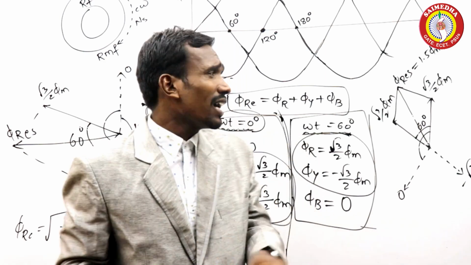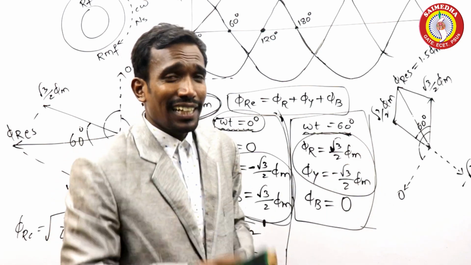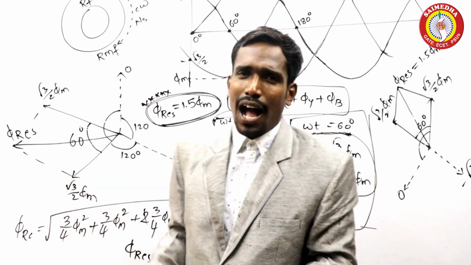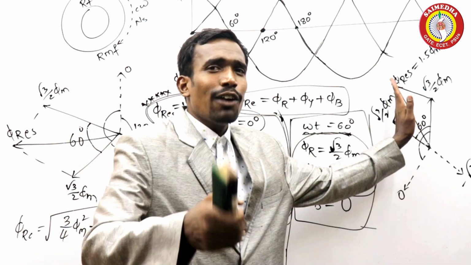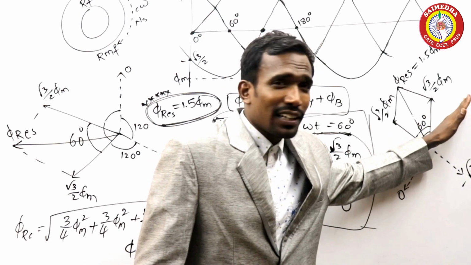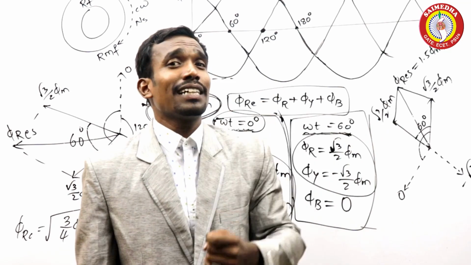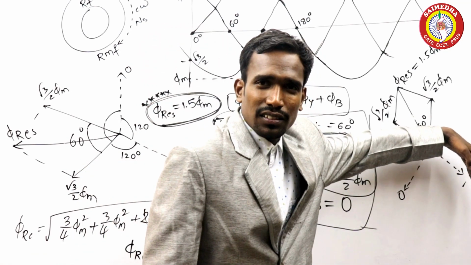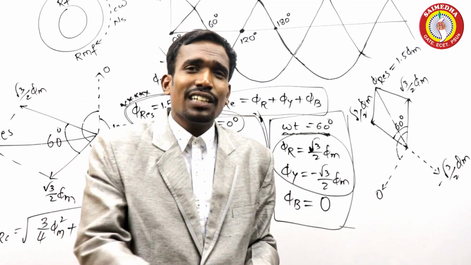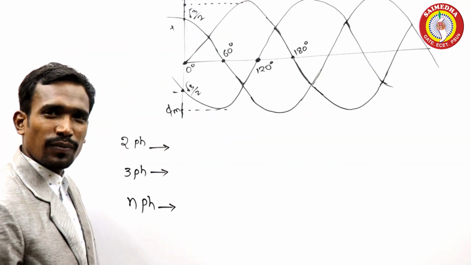Now you have to draw the same diagram for omega t equals 60 and 120, and check whether it is rotating or not. I already checked it at omega t equals 0 here and at omega t equals 60 here. You have to check omega t equals 120. Where is my resultant flux? Is it here or not? At omega t equals 180, where is my resultant flux vector? Is it here or not? If it is here like that, then the flux is rotating in the clockwise direction with synchronous speed. We can conclude that statement. Very important.